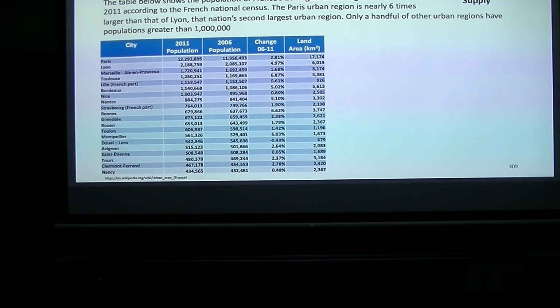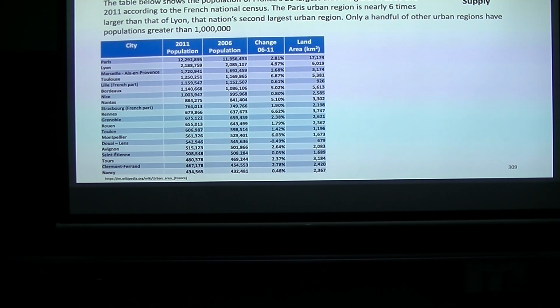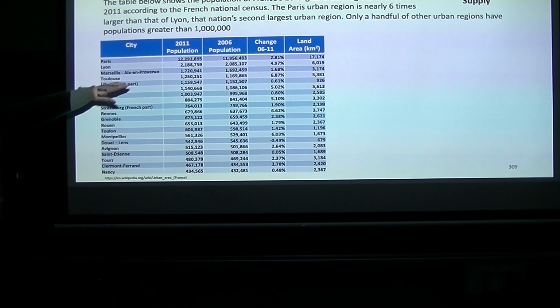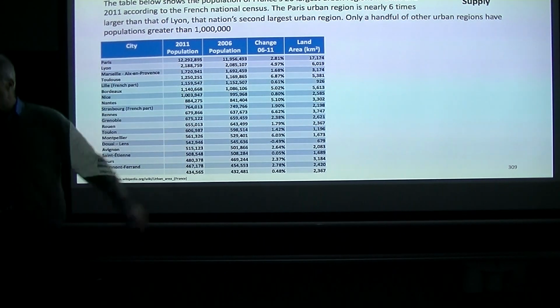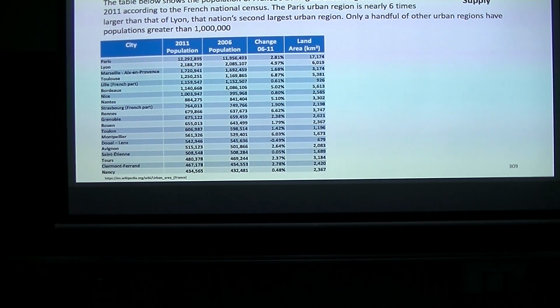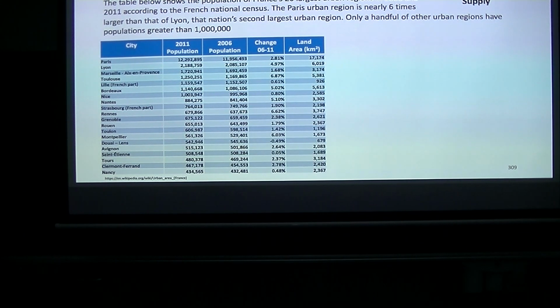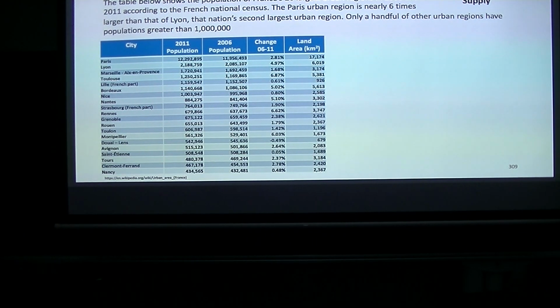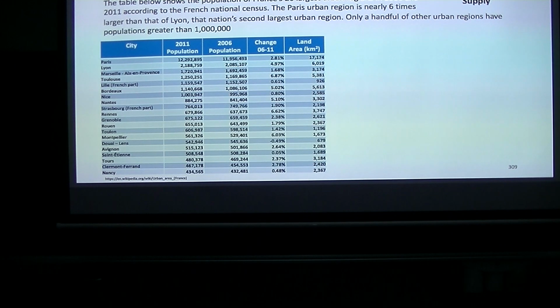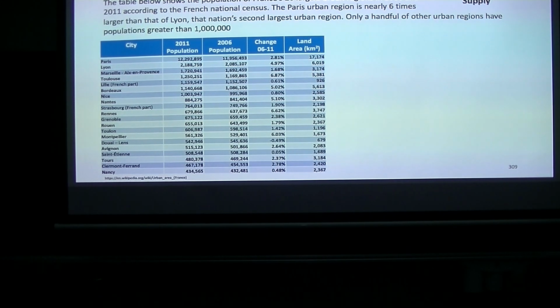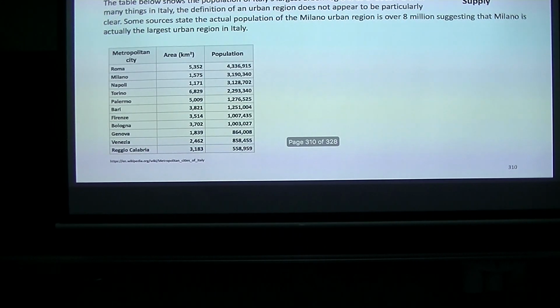Very concentrated. The United States is very different. The United States is much more spread out. New York, Los Angeles are large, but there's others. Chicago is a large metropolitan area. All of those cities have significant population. That's not true in France. Again, a very, very centralized population.